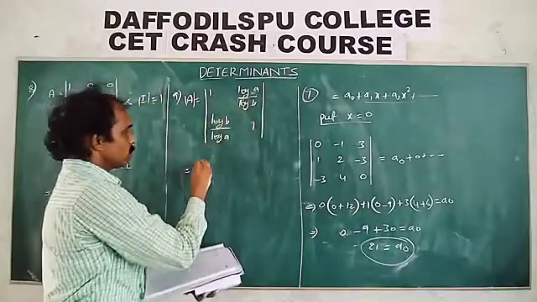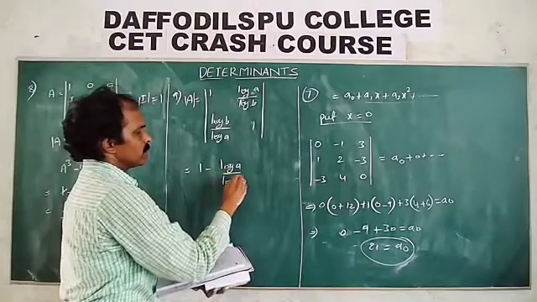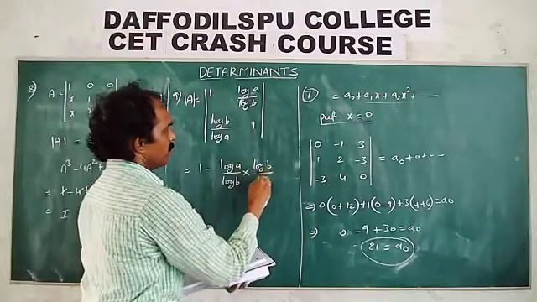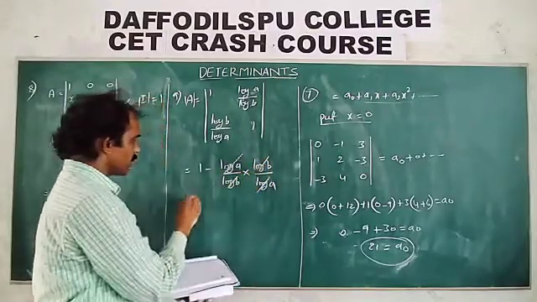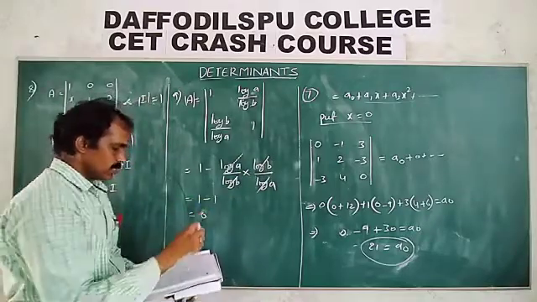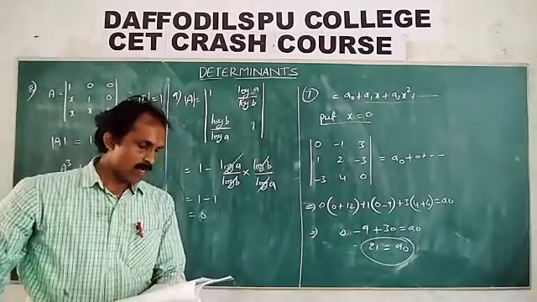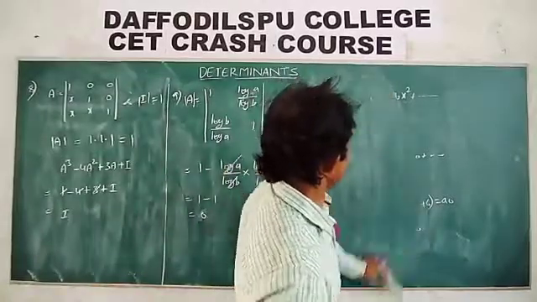AD minus BC: 1 minus log A by log B into log B by log A. Log A cancel, log B cancel. 1 minus 1. Answer 0. Answer 0. Option 1.